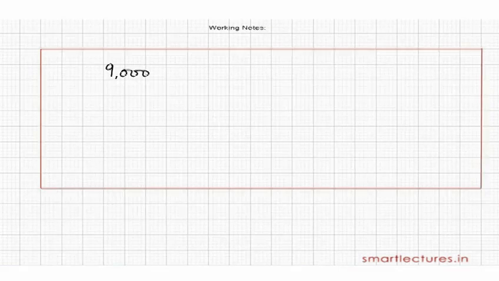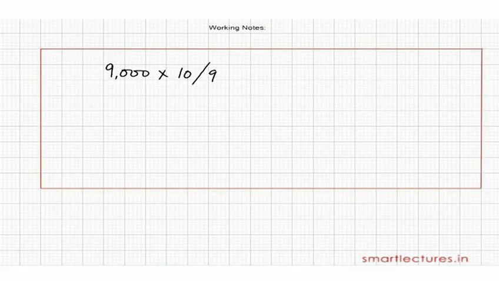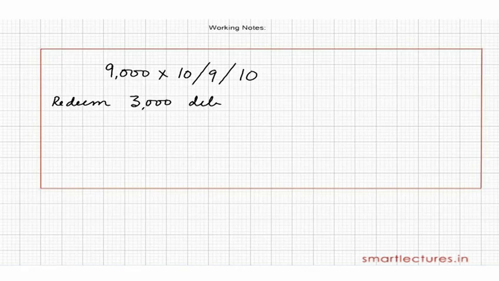Now the next question is, suppose a company issues 9,000 debentures of rupees 10 each at rupees 9 and redeemable at rupees 10. And the company decides to redeem 3,000 debentures every year. It means in this question, it will take 3 years to redeem the debentures. In the previous question, we were redeeming the debentures in lump sum, but in this question in installments, and regular installments.